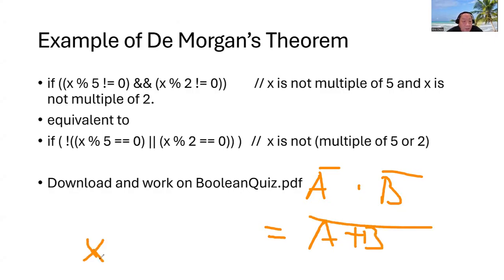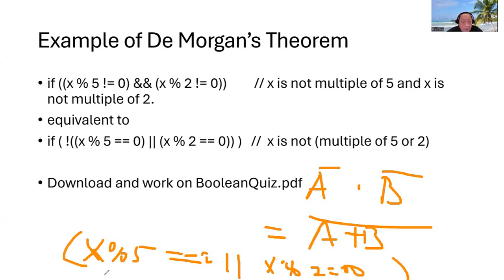So it's x modulo 5 equals 0, or x modulo 2 equals 0, the whole thing's bar. Okay, this equivalence is called the De Morgan rule. So it's not a multiple of 2 or 5.